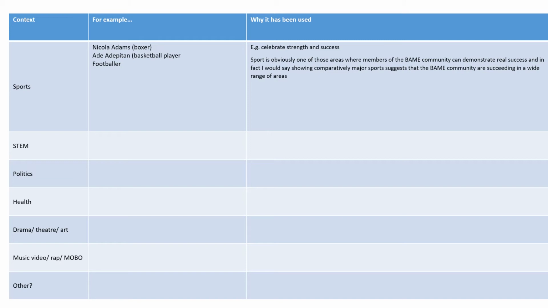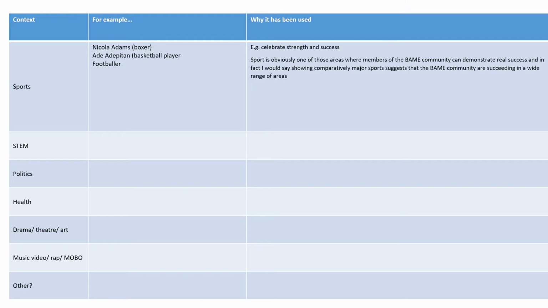They affect people socially. Drama, theatre and art, music, video, rap, and music of black origin, they are all cultural contexts because they're part of the arts scene. And then you might have identified other contexts. So I've filled in the sports one as an example for you.